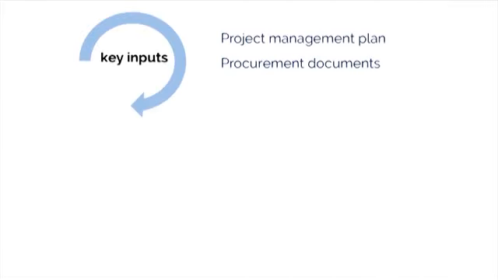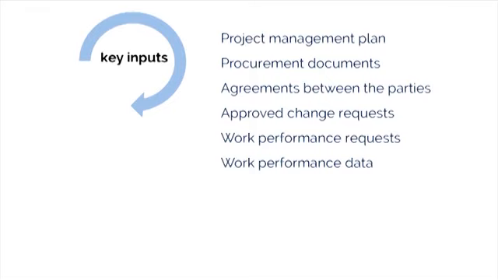avoid scope creep. The key inputs include the project management plan, which includes the scope baseline as well as the procurement management plan that describes how the procurement processes will be managed, from developing procurement documentation through contract closure. Also, procurement documents, which contain complete supporting records for administration of the procurement processes. Some additional inputs are as follows: agreements between the parties, approved change requests, work performance reports such as reports from the vendor showing what's been completed, and finally work performance data.